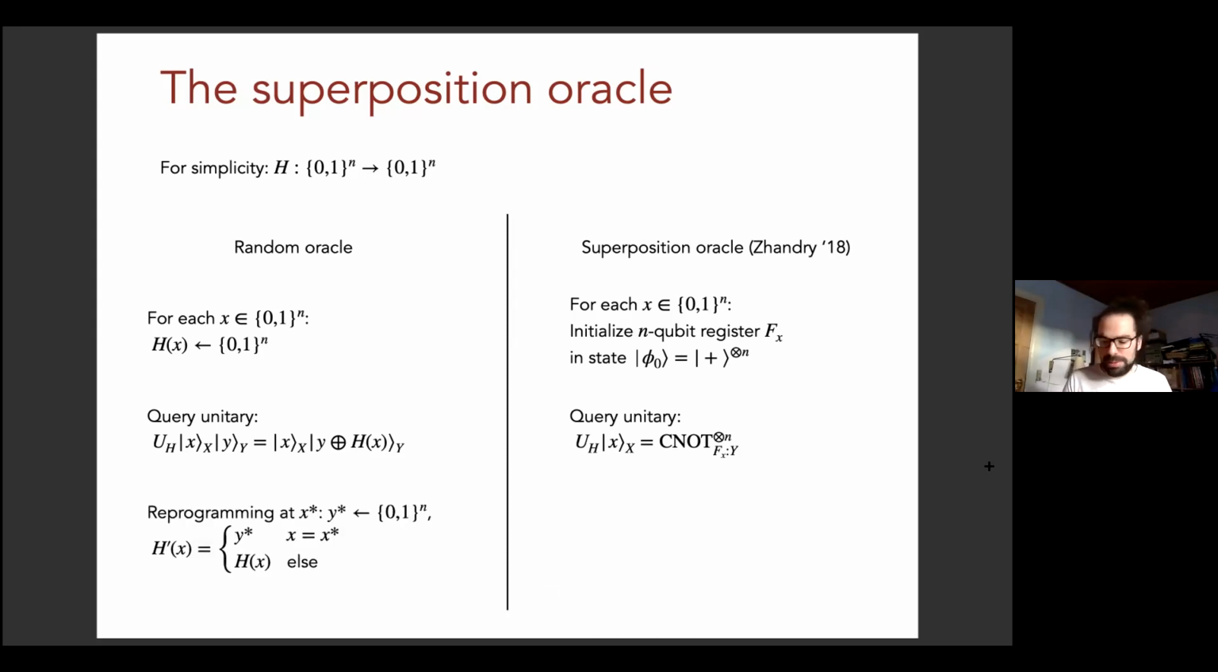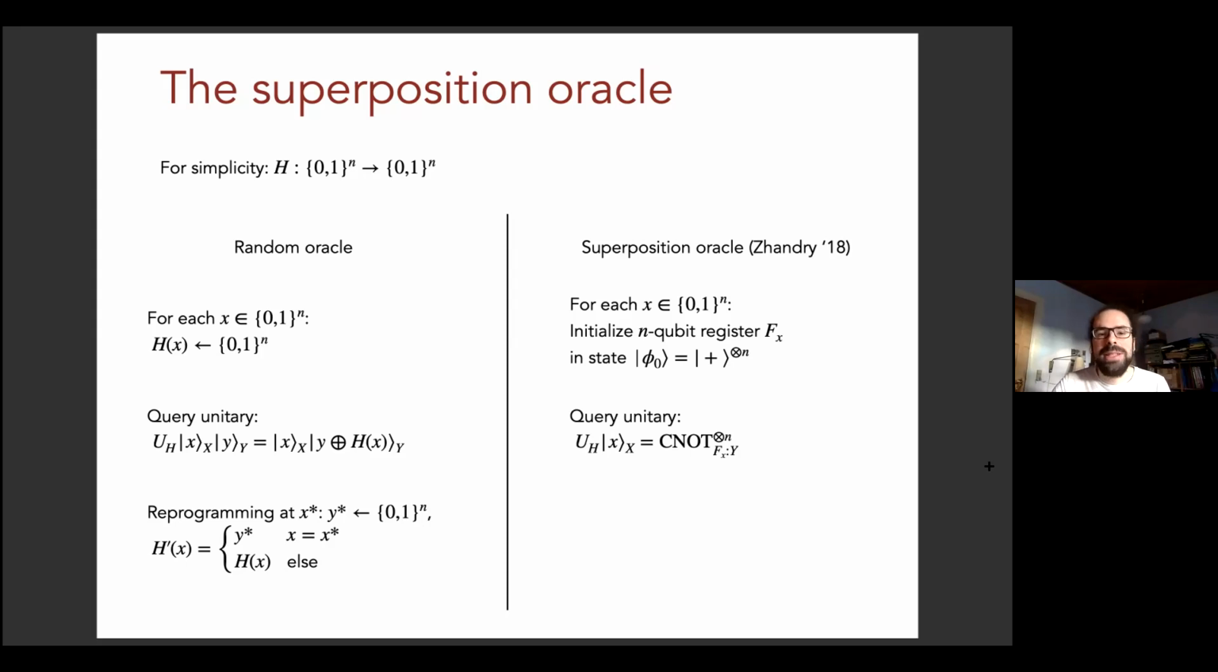Now we want to do reprogramming of such random oracles, right? So how do we reprogram in the classical setting? We in some sense repeat the first step, the initial sampling step, for the input to be reprogrammed. So if we want to reprogram at x star, we sample a random n-bit string y star, and we define the new oracle to output y star at input x star and remain unchanged elsewhere.